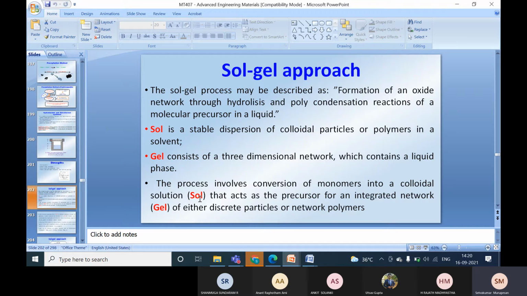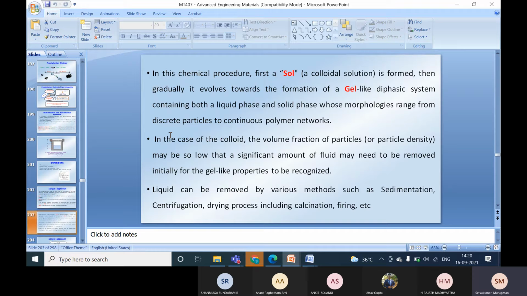First the sol will form, and that acts as a precursor for the integrated network formation of gel, of either discrete particles or network polymers. In this chemical procedure, first the sol, the colloidal solution, is formed, and gradually it evolves towards the formation of a gel-like system or morphology. It contains both the liquid phase as well as the solid phase, and the morphologies range from discrete particles to any kind of network.